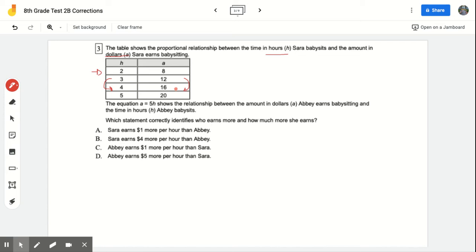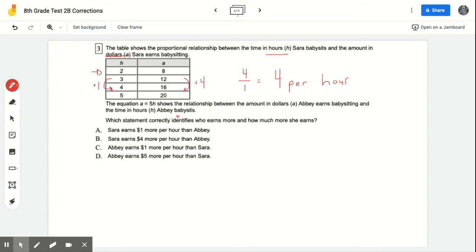So to go from 12 to 16, she's going up 4, right? So that's positive 4. And then it took her from 3 to 4 hours. So that's only a change in 1 hour. So it took her an hour to make $4. Now in slope form, you would probably write it something like this: 4 over 1, which is the same thing as 4. So $4 per hour is what she makes. That's what Sarah makes.